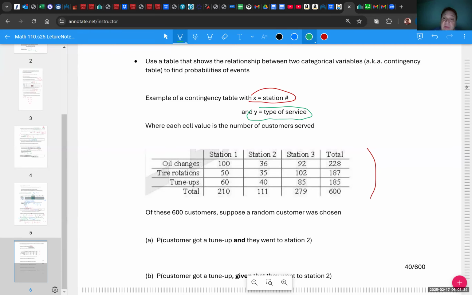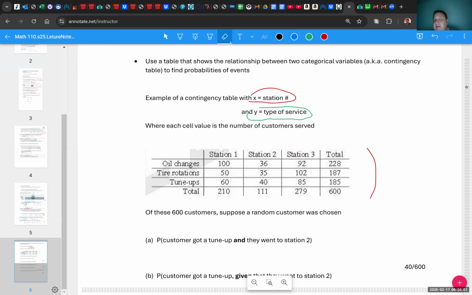And then the numbers are the number of customers that were served. So 100 customers were served at station 1 to get an oil change, right? So that's the number that represents the station number and the type of service at that station number. So that's what a contingency table looks like. It's got 2 different variables, and we're comparing the 2.